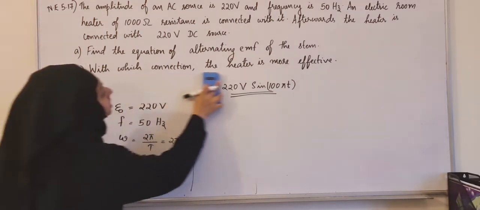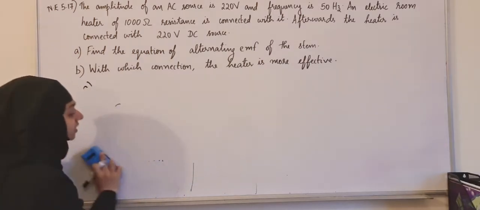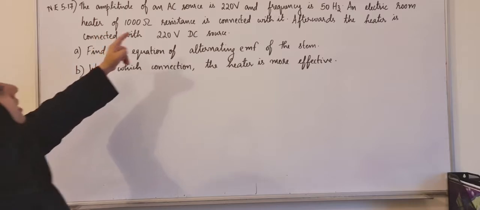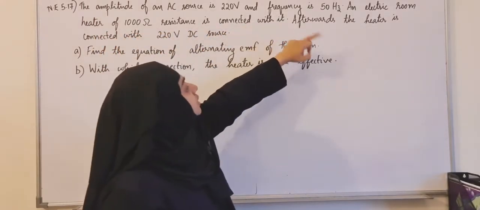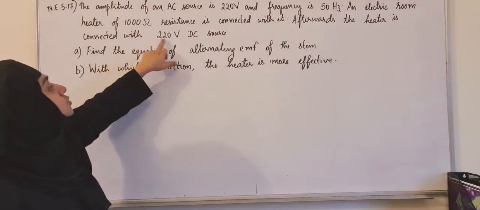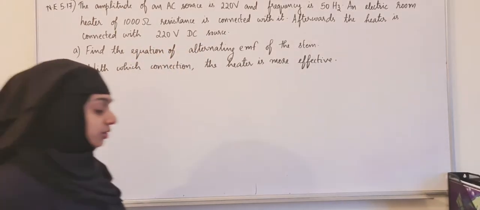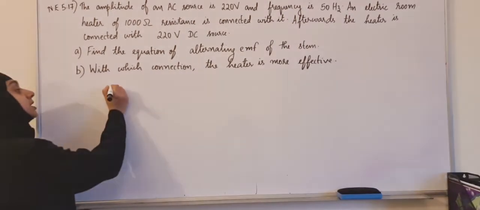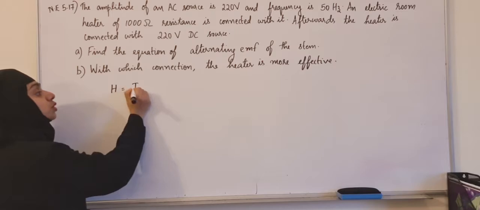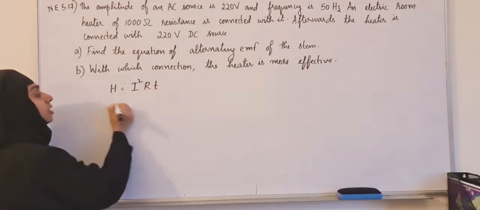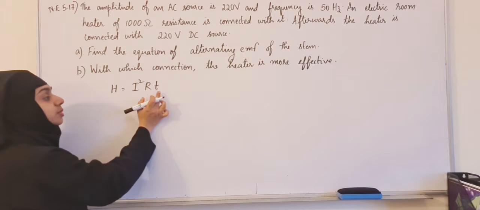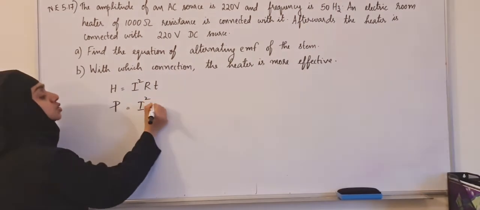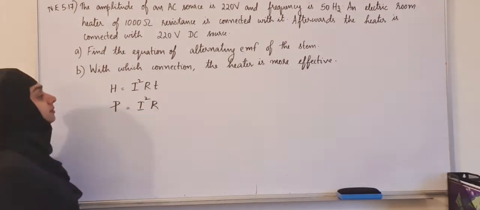Now let us consider question number B. With which connection is the heater more effective? The heater is connected to an AC source first. Afterwards, the heater is connected with a 220 volt DC source. So what is the amount of heat produced per second? The total heat produced is equal to I square R T, or the amount of heat produced per second, which we express as the power, is equal to I square R.